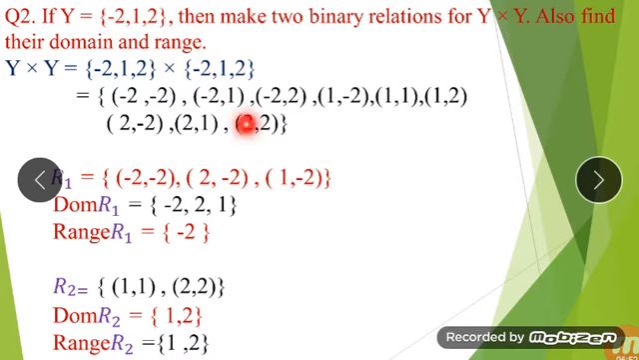Next relation, I have taken 1, 1 and 2, 2. You can change it and you can make any subsets here as relation 2. So the domain is 1 and 2, and 1 and 2 are the range as well.